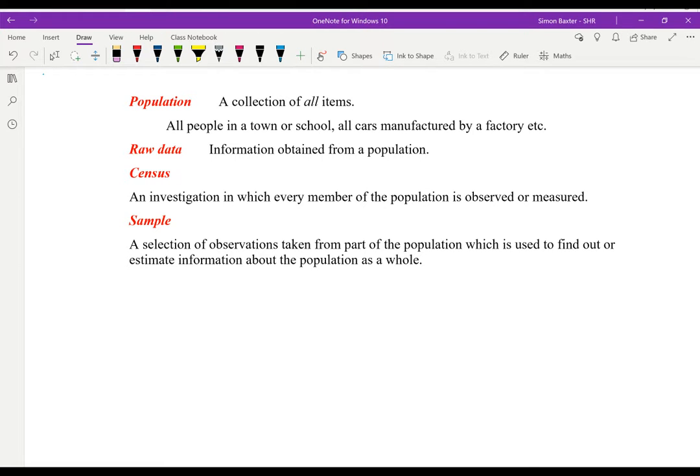Now we look at the idea of a census and a sample. In a census, every member of the population is observed or measured. Nothing is left out. In a sample, you take a selection of observations from part of the population. Then you use these values to find out or to estimate information about the population as a whole. If we think about a census, if we're examining every member of the population, it should give a completely accurate result.